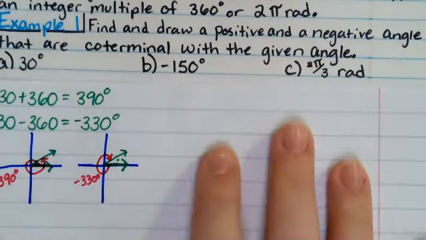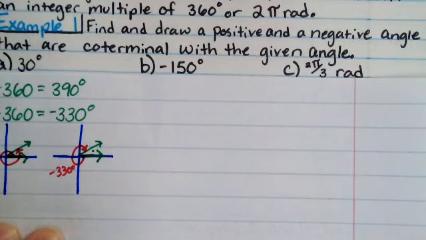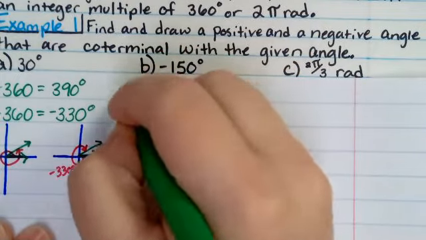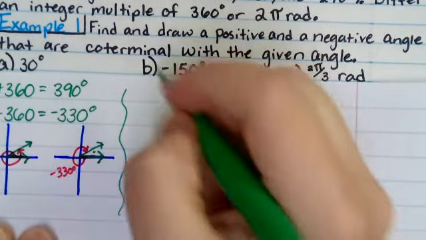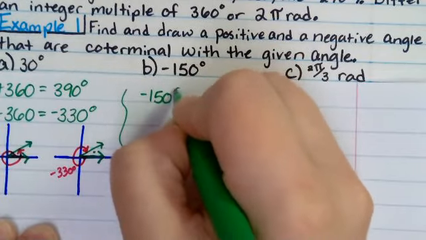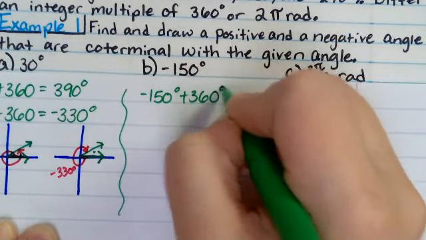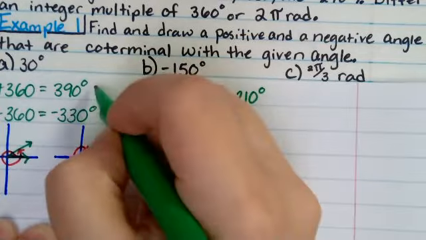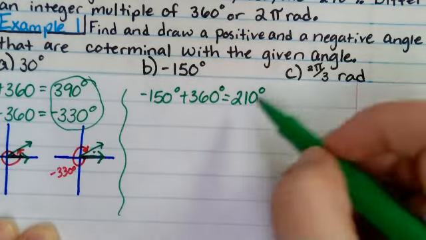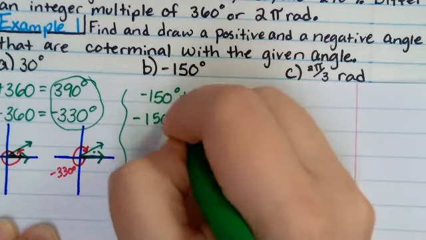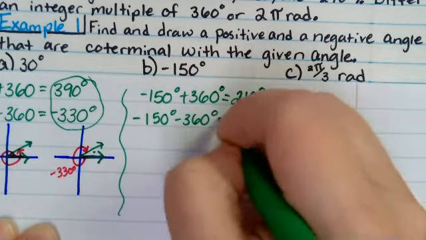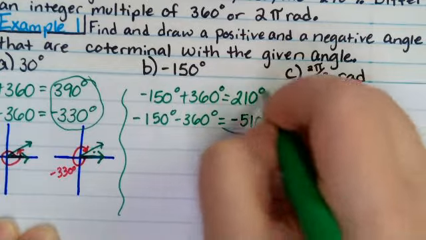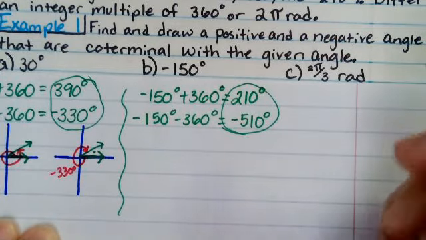Okay, look at B. Here we go. So B, we have a negative angle to begin with. But remember that for my answers, I'm going to want both a positive and a negative. So I'm still going to do the thing where I take the angle measure and I'm going to add 360. Okay, adding 360 is going to give me 210 degrees. So these were coterminal angles, right? So is this guy. I can get a negative one by subtracting 360. So by subtracting 360, I will get negative 510. So both of these angles are in the exact same position.